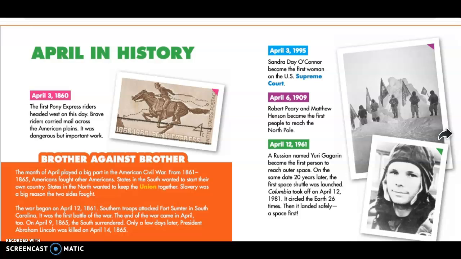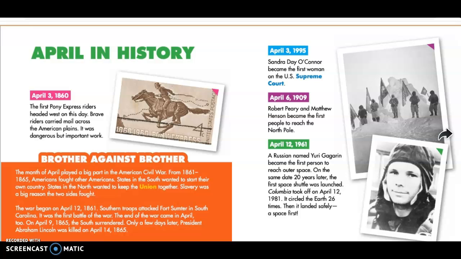A fight first. Brother against brother. The month of April played a big part in the American Civil War. From 1861 to 1865, Americans fought other Americans. States in the South wanted to start their own country. States in the North wanted to keep the Union together. Slavery was a big reason the two sides fought. The war began on April 12, 1861. Southern troops attacked Fort Sumter in South Carolina. It was the first battle of the war.